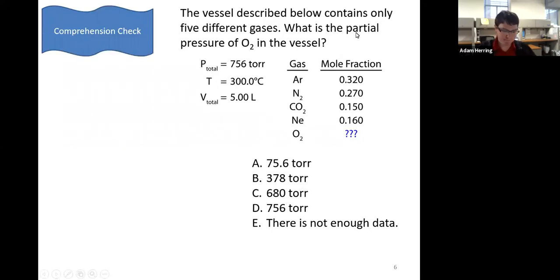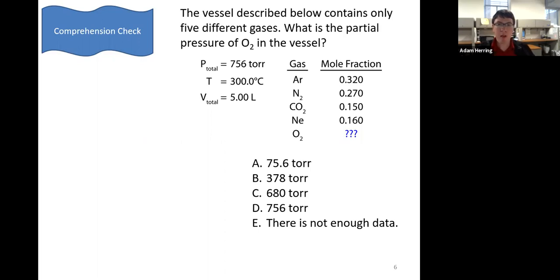Let's practice. The vessel described below contains 5 different gases. We want to know what's the partial pressure of oxygen inside the vessel. Pause the video and try and determine this on your own.